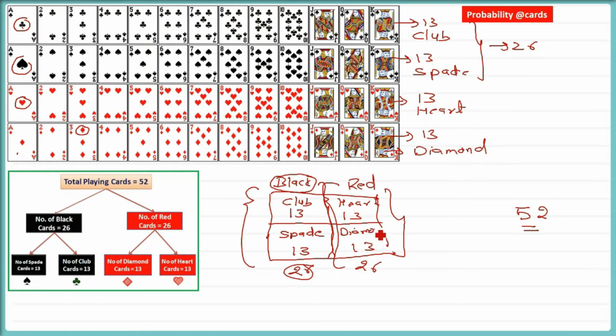These are the 4 partitions and 4 suites. Heart and diamond, these are red cards, again 26. Club and spade will be 26. So 4 suites: club 13, spade 13, heart 13, diamond 13. Club and spade, black cards, combine them, they call black cards. Heart and diamond are red cards.